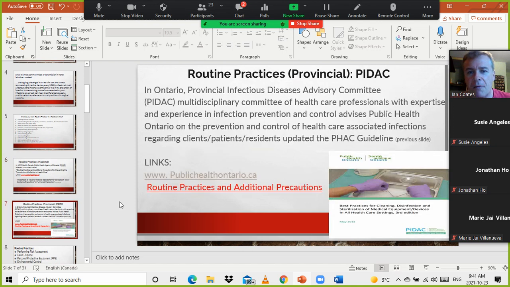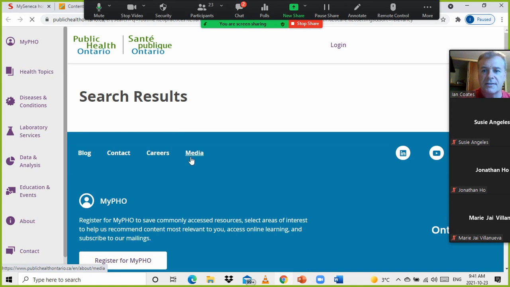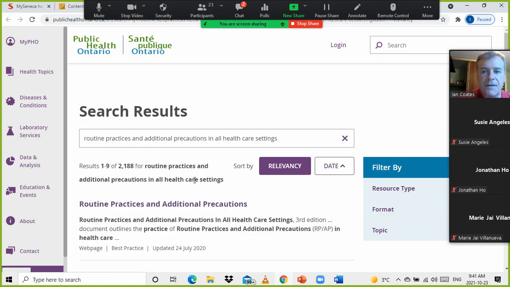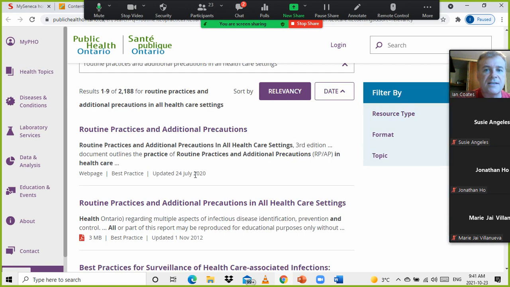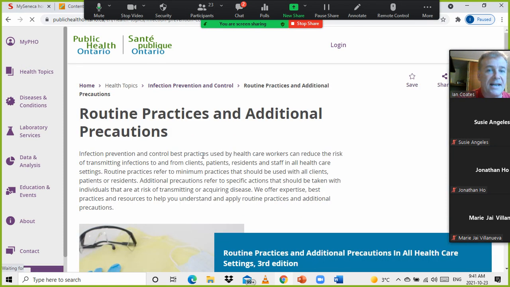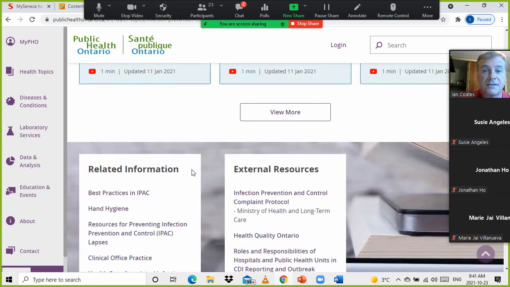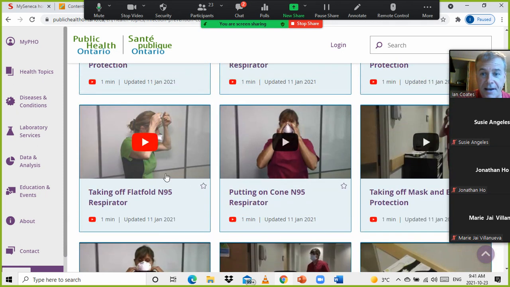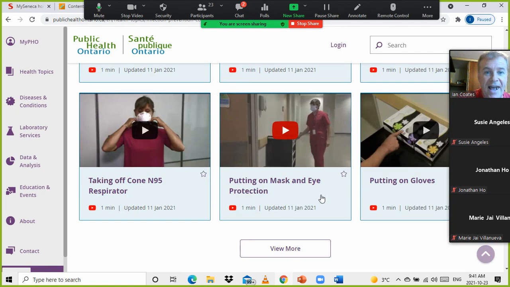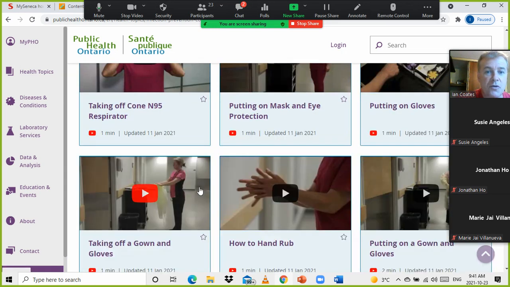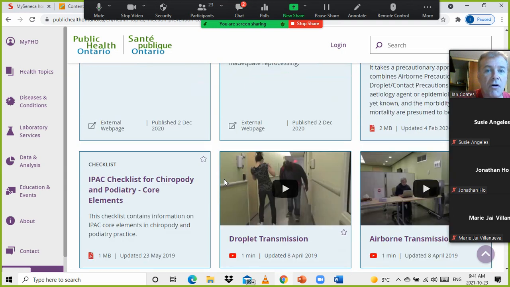And I wanted to show you guys here this routine practices and additional precautions. What Public Health Ontario has done is they've updated PHAC's version. And you'll see it's all in here. You'll see taking off N95, putting on, taking off masks, all these kinds of things. View more. They're all in here.